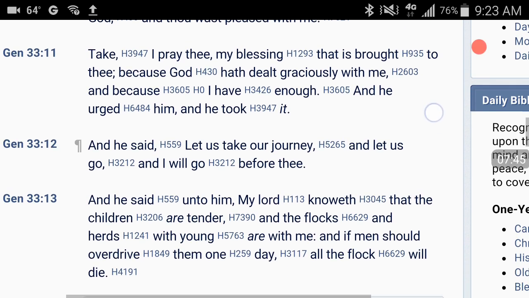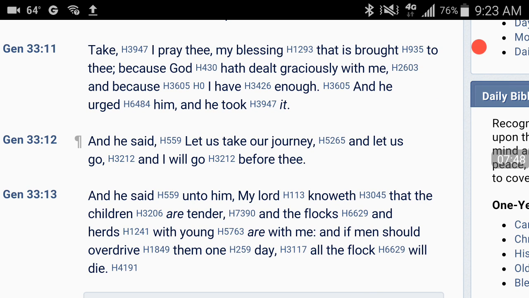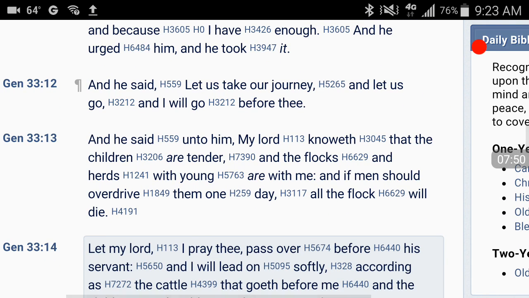Verse 12, and he said, let us take our journey and let us go, and I will go before thee. That is Esau saying, based on what it says in verse 13, I'm assuming it's Esau. And in verse 13, it says, and he said unto him, my Lord knoweth that the children are tender, and the flocks and herds and young are with me. And if men should overdrive them one day, all the flock will die. So Jacob is still calling his brother Esau my Lord. And he's saying, well, it's not safe for all of us to go travel because we're kind of vulnerable.